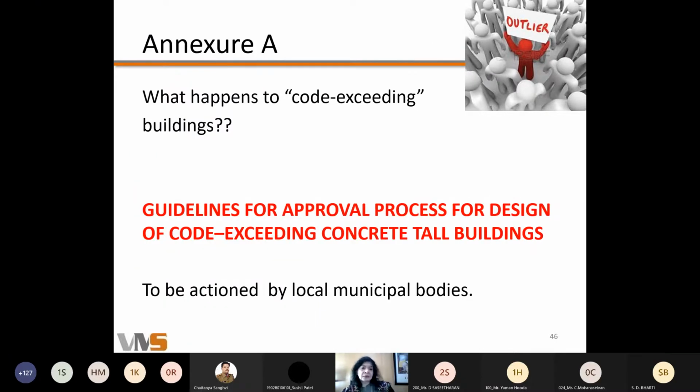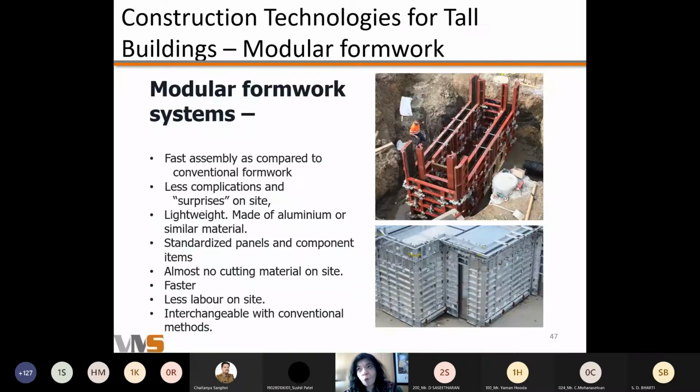Okay, and there are these guidelines which have been given in this code, and anybody can have a look at it. Now, the last point was about conventional formwork in tall buildings. See, I was not asked about traditional. I was told, tell us what is conventional. Now, conventional means what is a convention?